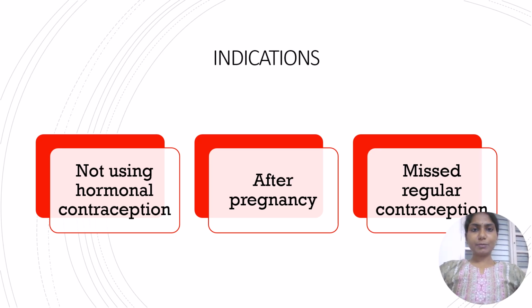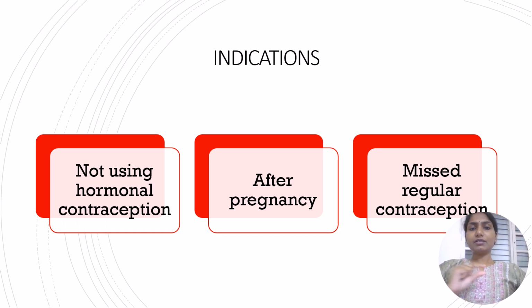Mainly, the indications of emergency contraception are these three. That is, when the woman is not using hormonal contraception. So, in her natural menstrual cycle, if there is any unprotected sexual intercourse and she does not intend to get pregnant, that time we have to offer her this emergency contraception. And immediately after pregnancy. So, the first 21 days of the delivery, it is not needed. But after 21 days, it is definitely needed if there is any episode of oopsie.